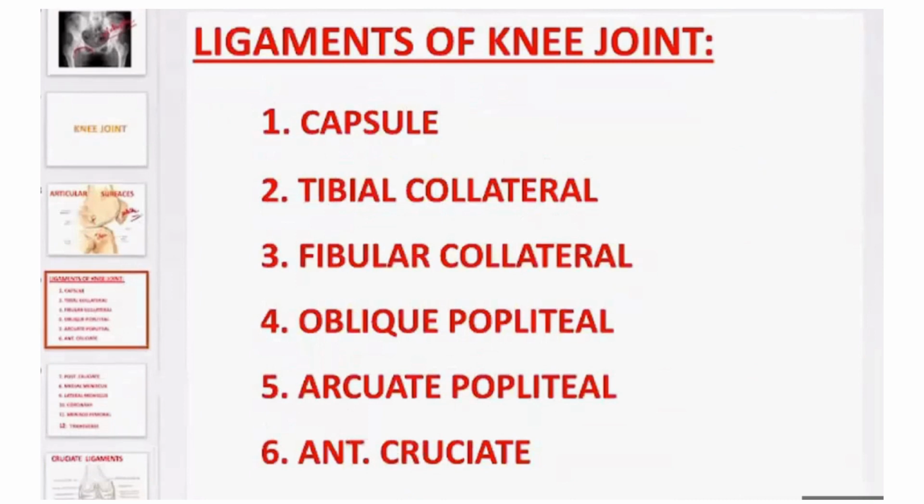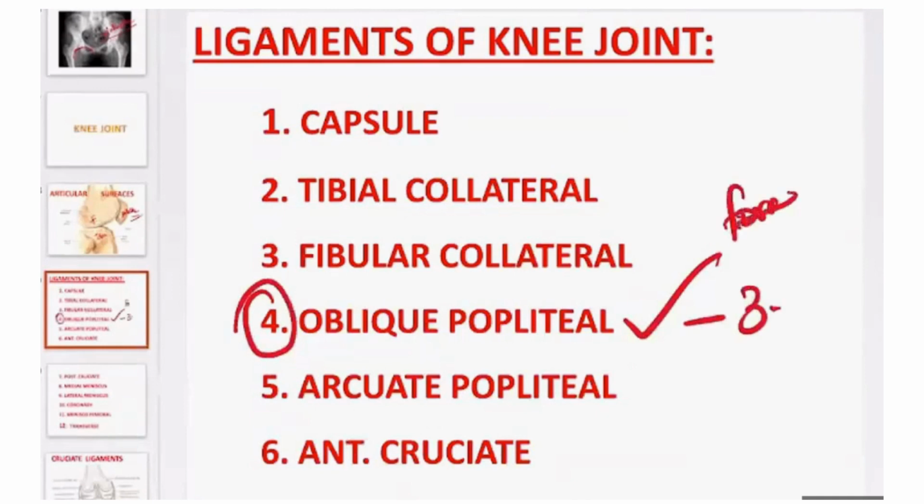Already we finished the oblique popliteal ligament. Hope you remember, right? Along with the popliteal fossa, which is the expansion given off by semimembranosus. This you have to read: the semimembranosus muscle is pierced by three structures. From where it comes, the structures piercing, you should remember this. We already discussed it.